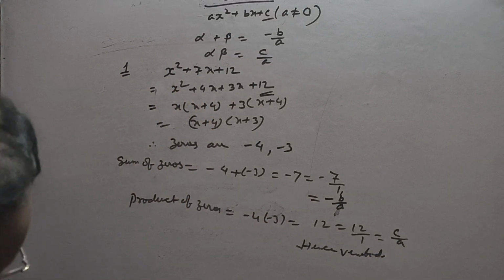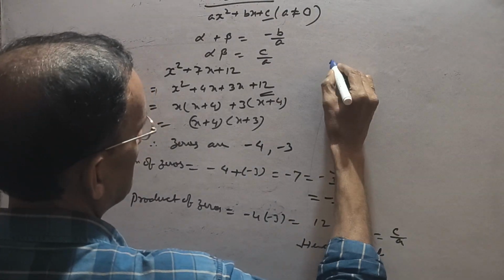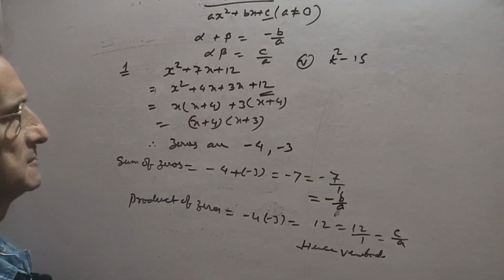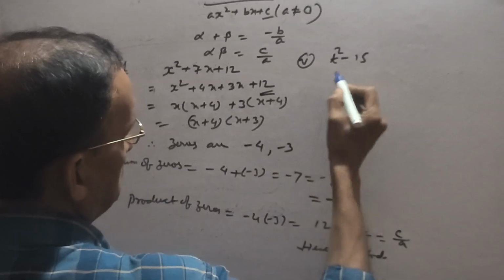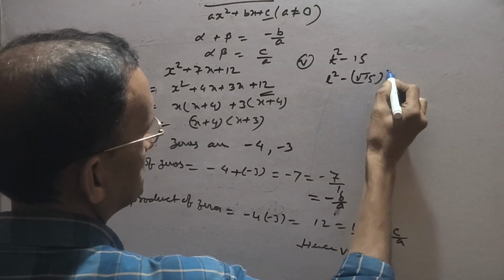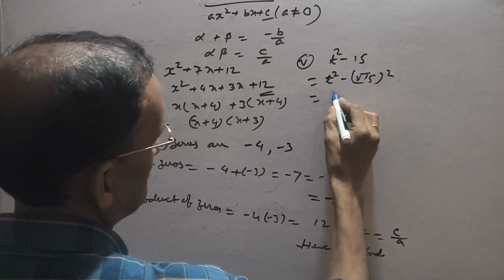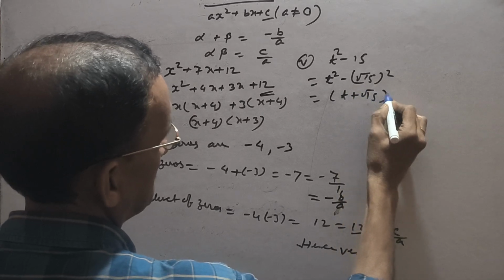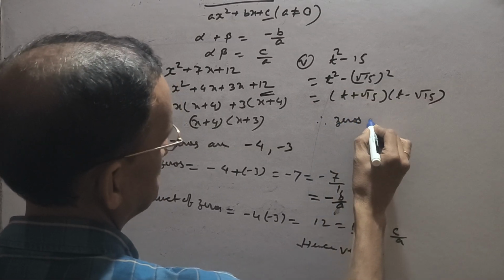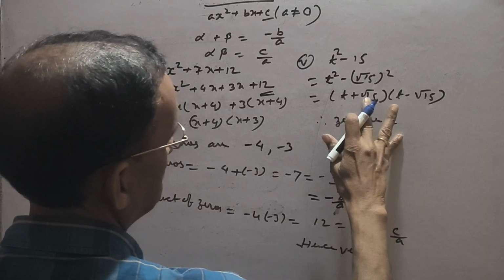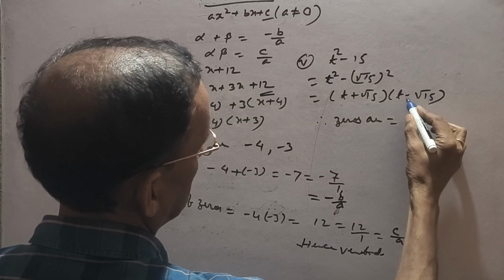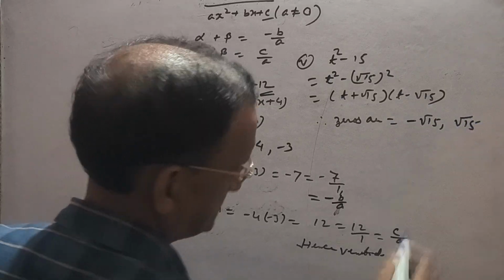Okay, we can do one more sum. Others are similar. Perhaps number 5 is t square minus 15. Whatever the question number, just see the question. First we will find the zeros, and to find the zeros you need to factorize. So this can be written as t square minus root 15 whole square. This is a square minus b square, which is a plus b into a minus b. Therefore the zeros are: if t plus root 15 is a factor of this, then the first zero will be minus root 15. And if t minus root 15 is a factor, then root 15.